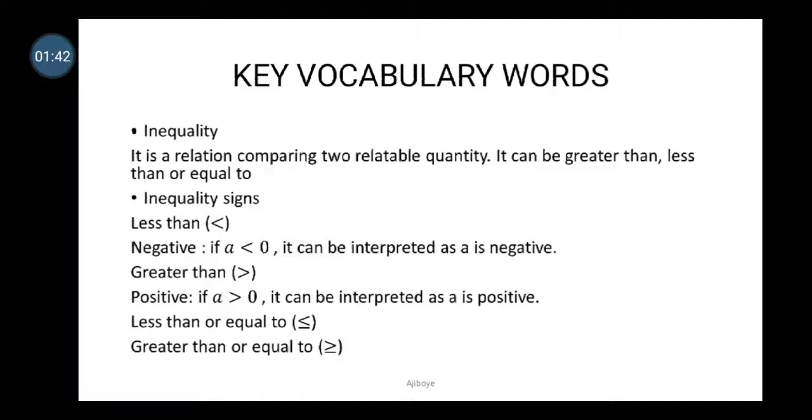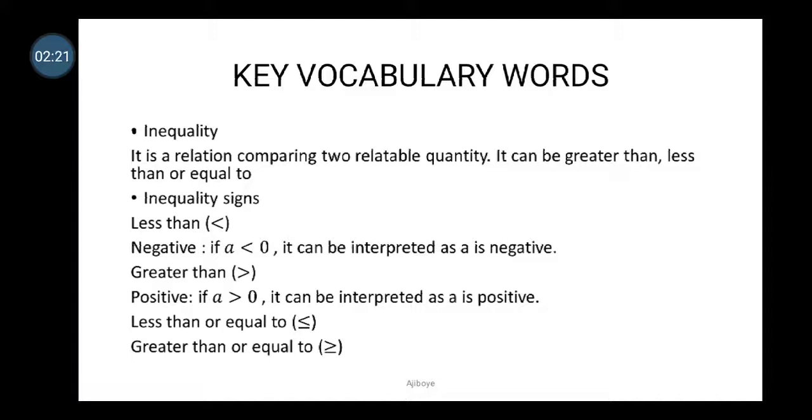Also, greater than, just like you fold your right hand elbow, that sign is greater than. Positive: if a is greater than 0, it can be interpreted as a is positive. Any number that is greater than 0 is positive. So anytime you see x greater than 0, it simply means that x is a positive number. Or if you see a less than 0, it means a is a negative number.